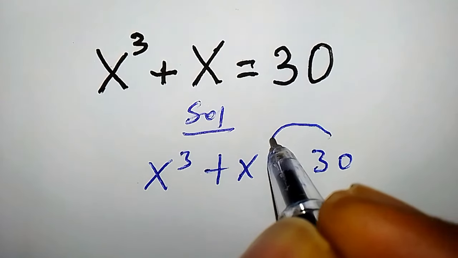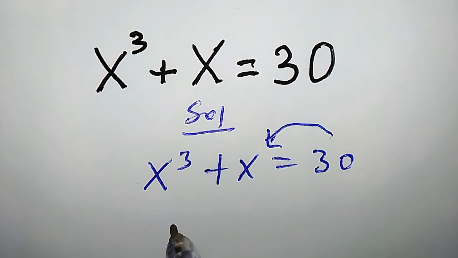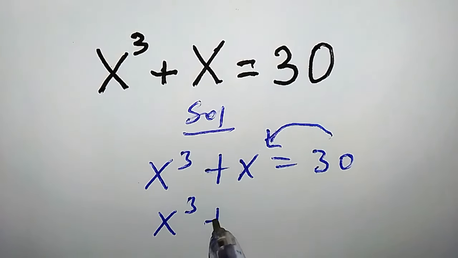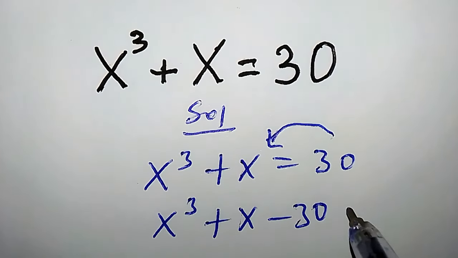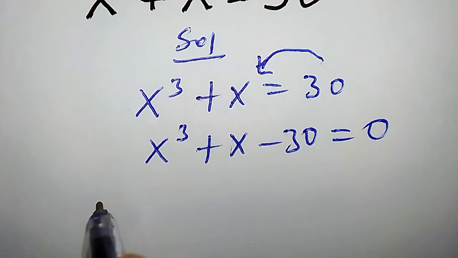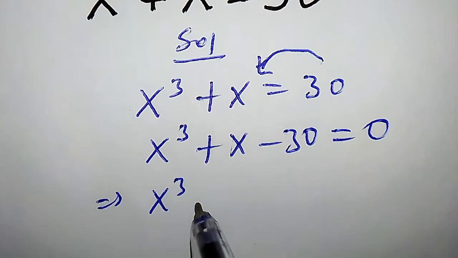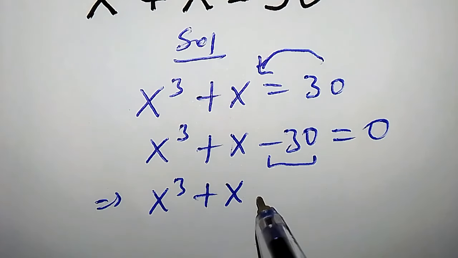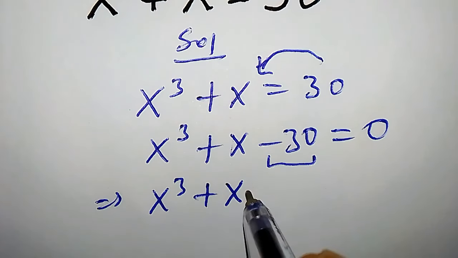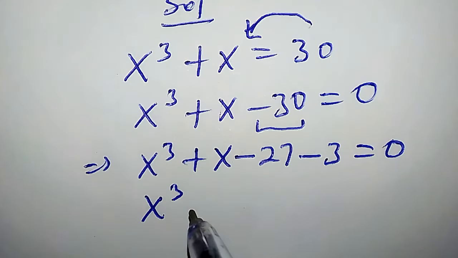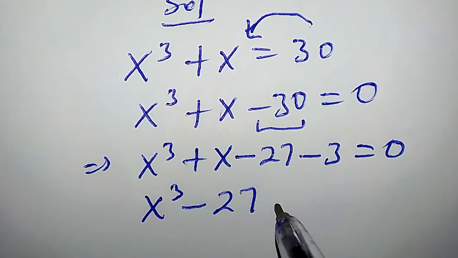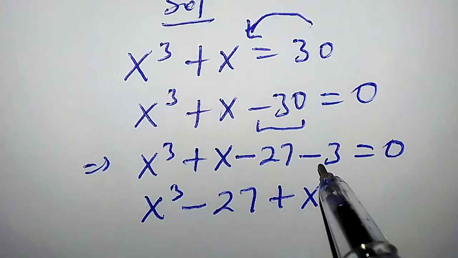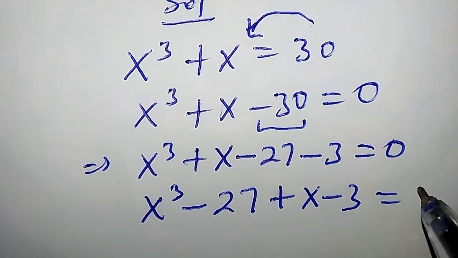Suppose we transfer this to the left side. We have x to the power of 3 plus x minus 30 equals 0. So, this implies that x to the power of 3 plus x minus 30 is the same thing as writing minus 27 minus 3 equals 0. Rewriting this equation, we have x to the power of 3 minus 27 plus x minus 3 equals 0.